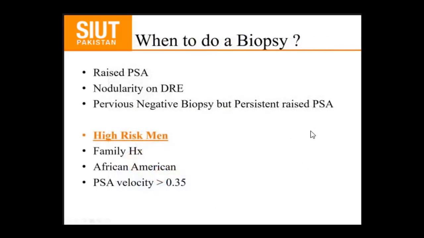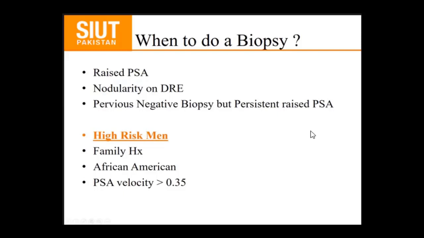So, what are the indications of prostate biopsy? Indications include raised PSA, nodularity on the DRE, and a previously negative biopsy but persistently raised PSA. In high risk men, sorry, we need an early biopsy.